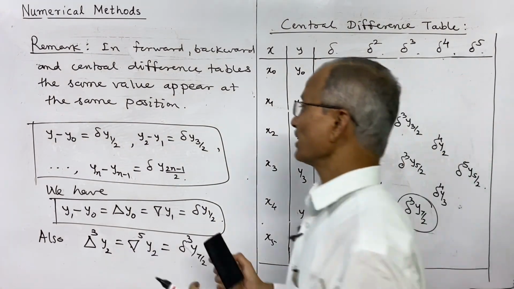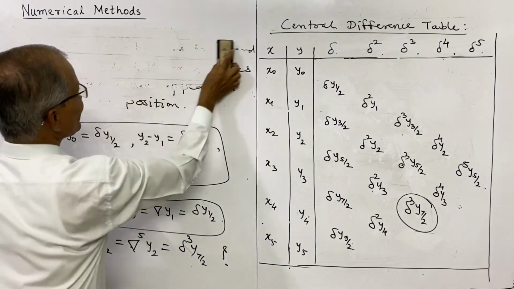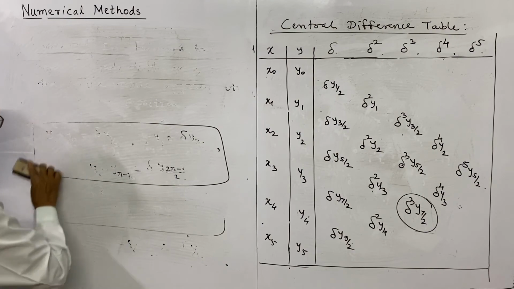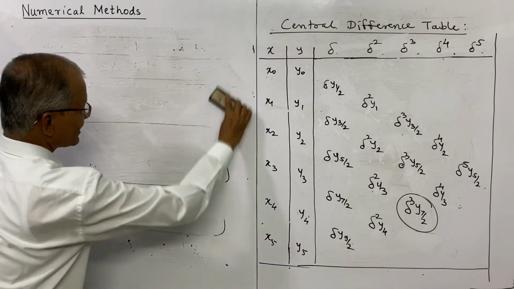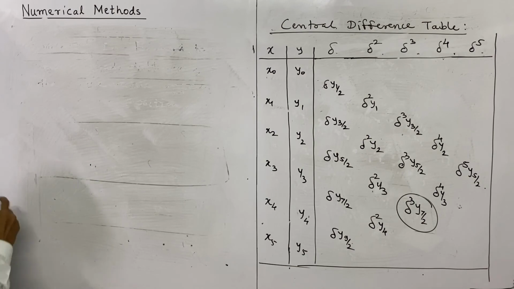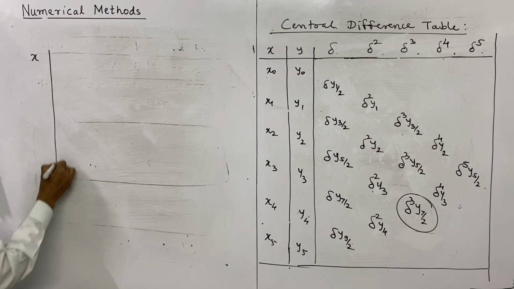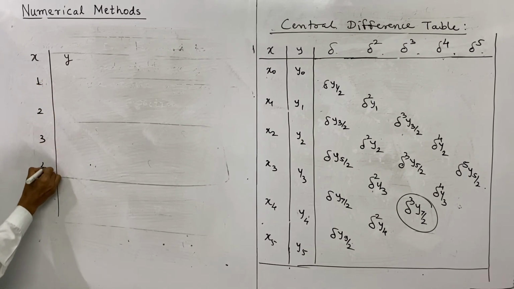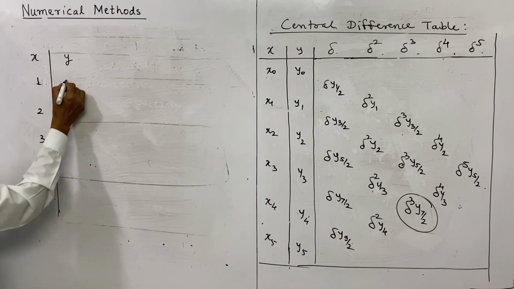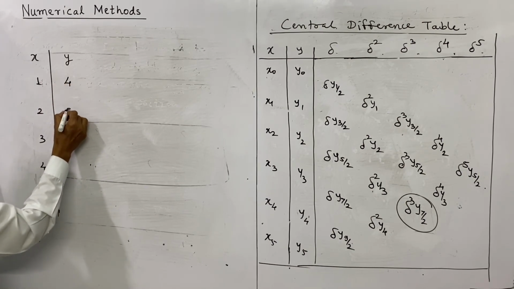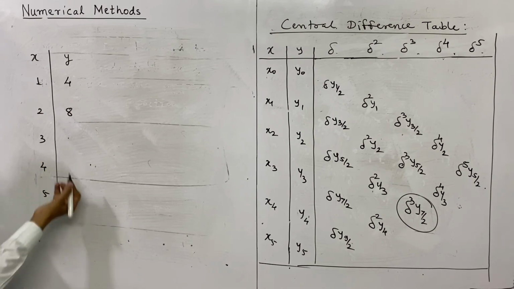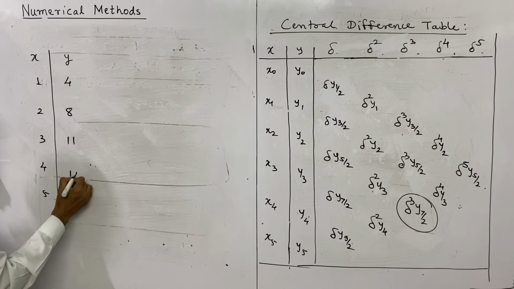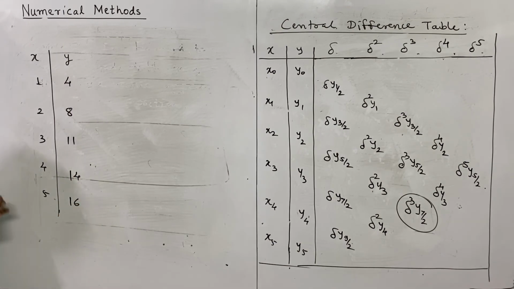It is easy to obtain the table. So for example, if we have, see, the values of x and y are given. Suppose these are the values of x and these are the values of y, and x values are 1, 2, 3, etc. and corresponding values of y are say 4, 8, and it may be considered as any value, say 11, 14 and 16. So these are the values.